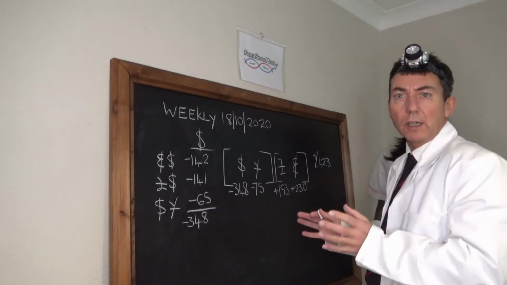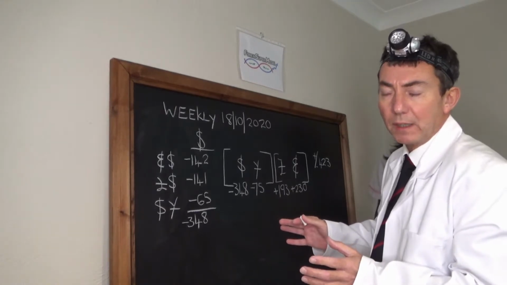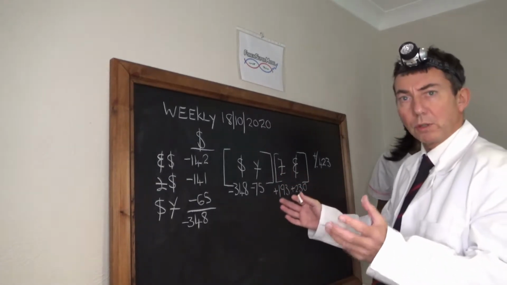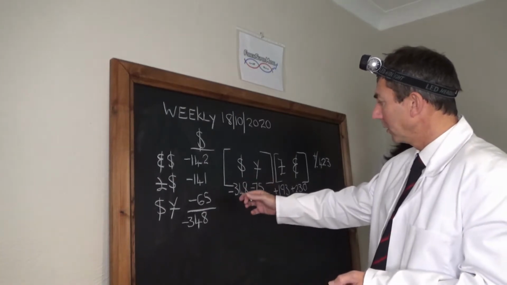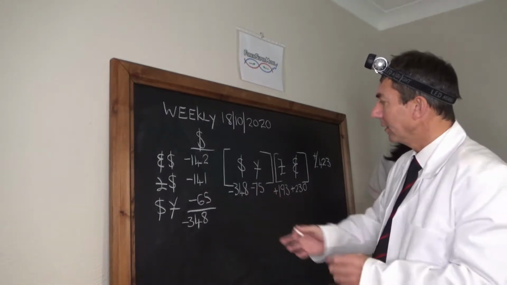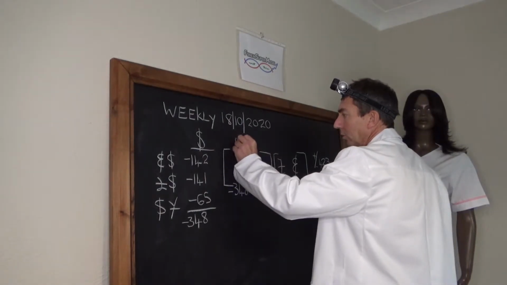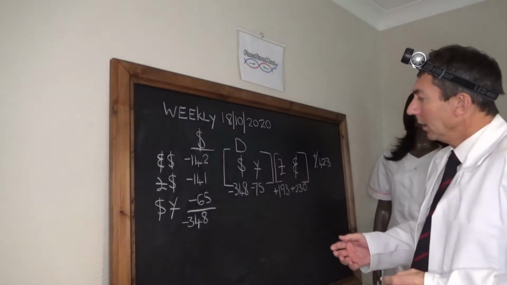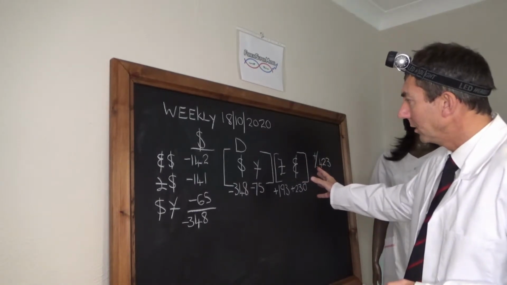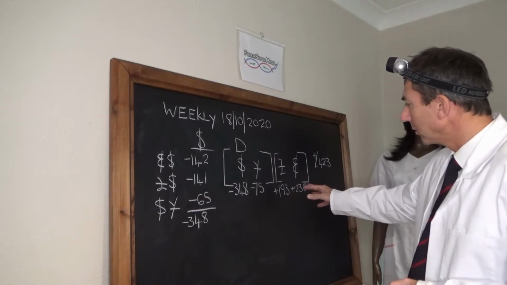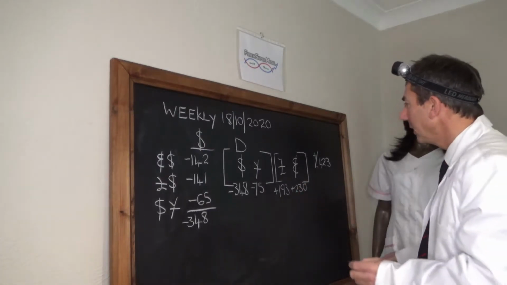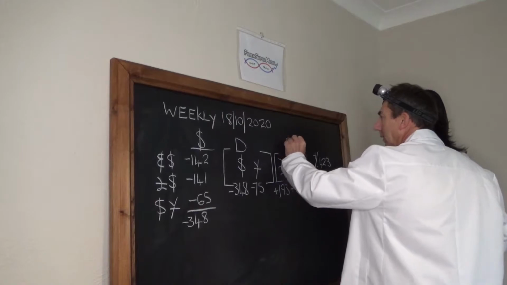Now, we need to assign values for the different complexes. The way we do this is we look at the figures and we say, what's the biggest positive or negative figure? In this case, it's -348, because it's bigger than the positive 230. So we designate this D for driver. The next thing we do is we look at the opposing flow and we say, what's the biggest opposing flow? So in this case, it's a positive 230. So we designate this SD, secondary driver.